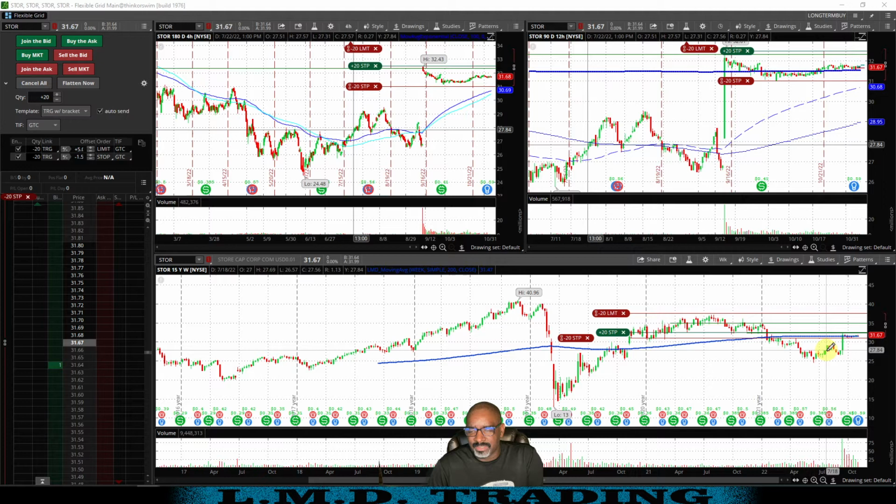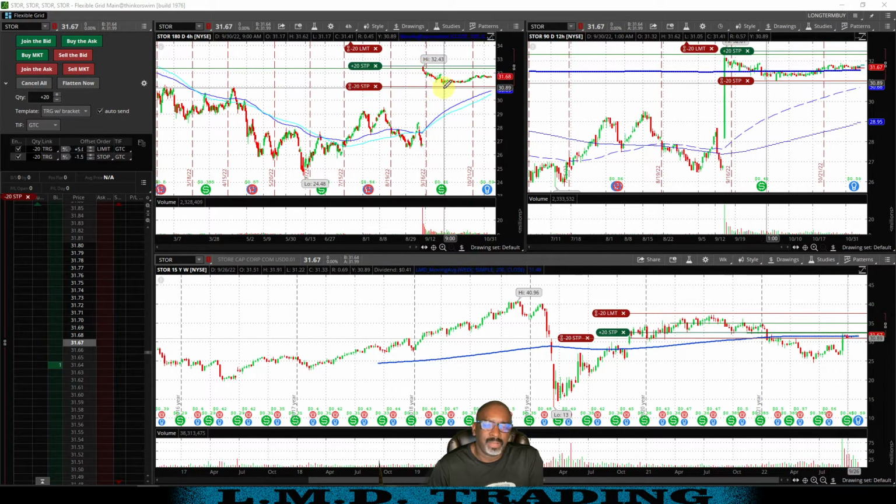And now it has come up and it has broke over the 200 moving average. And it has been just consolidating. So this one here, I got my order in. If it breaks 32.43, and I put my stop at the bottom of this little area right here.